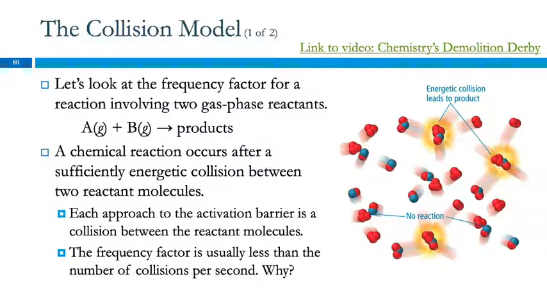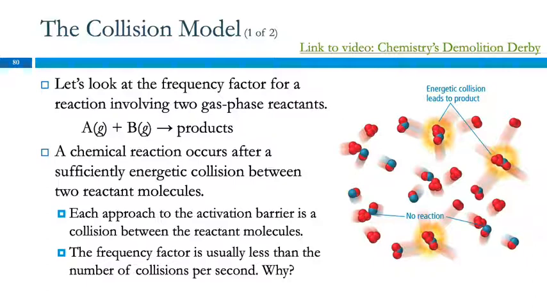And so if we think about the frequency factor for a reaction in which we have two gas phase reactants, here, what are we even looking at? A plus B. So the three red balls is the A, and the blue and the red is the B. And in order for those to react, first of all, they have to run into each other. If they never come in contact with each other, no reaction can occur.